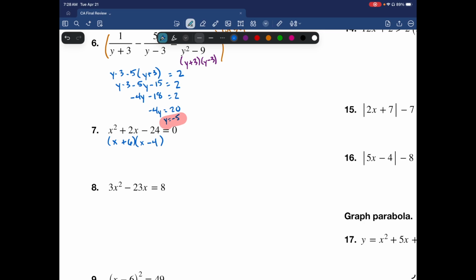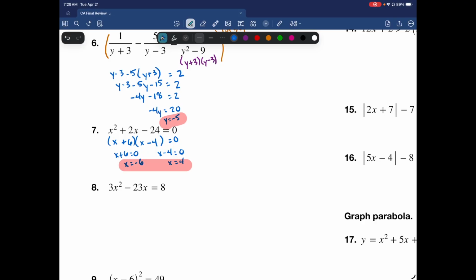Alright, and again, I'm setting that equal to 0. So I got x plus 6 equals 0. X minus 4 equals 0. Alright, and then you solve each one. You get x is negative 6. X is positive 4.